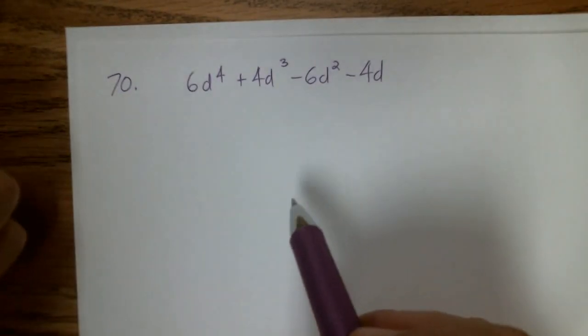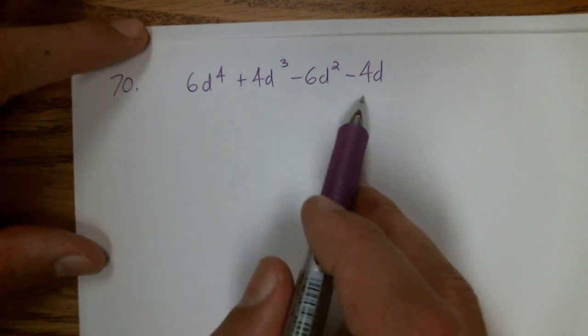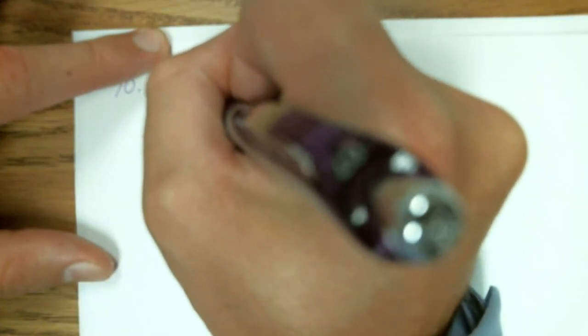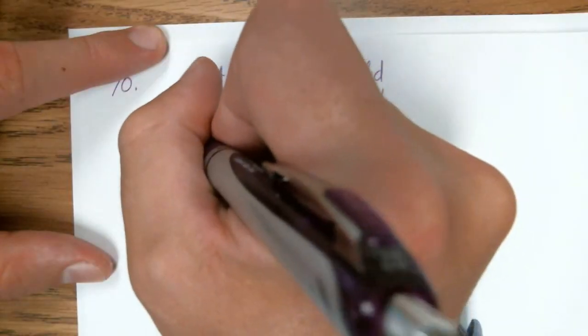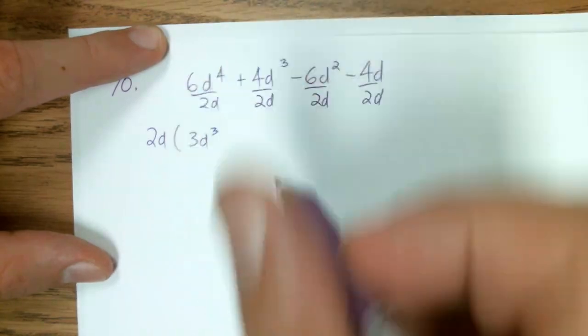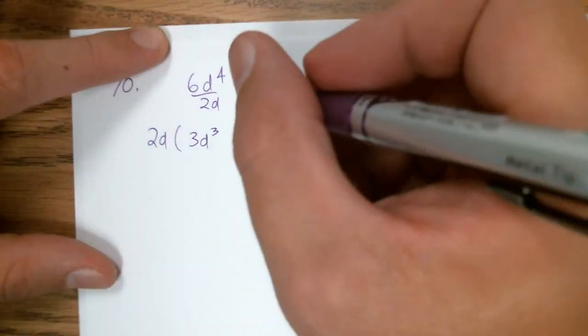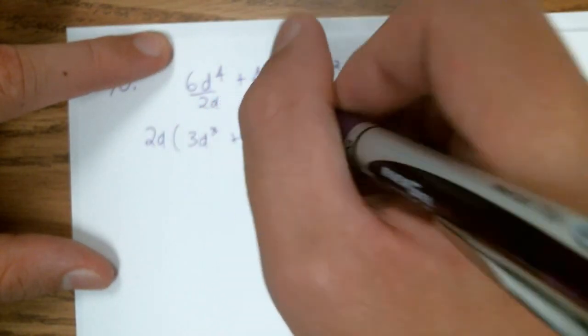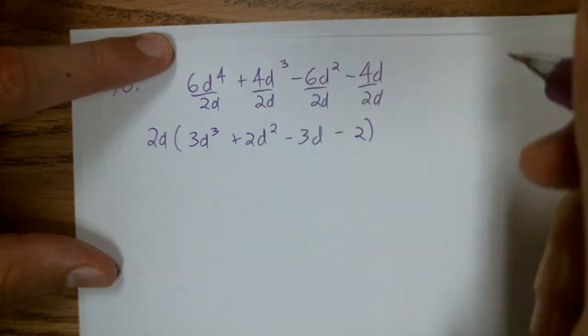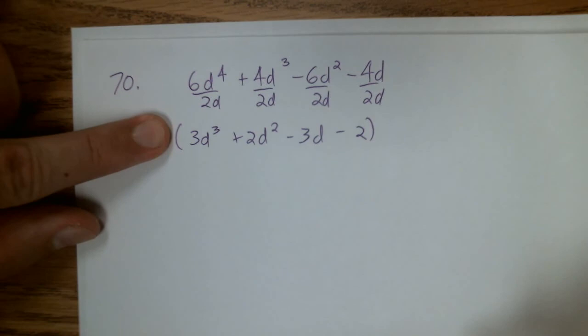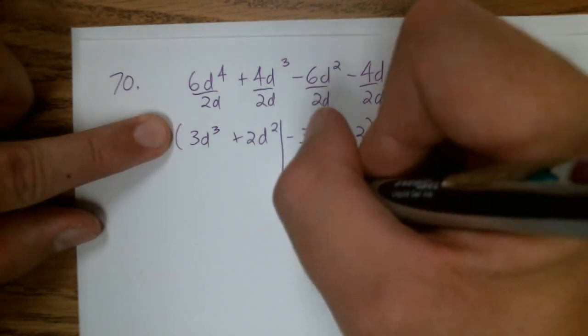Okay, also, they're all even, right? They're all divisible by 2. So I can pull out a 2d, and if I divide each of these terms by the 2d, that will leave me with 3d to the third. Subtract those exponents, plus 2d squared minus 3d minus 2. Okay, now let's just ignore the 2d. Let's go ahead and group.